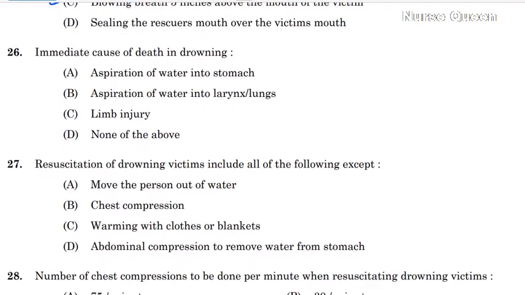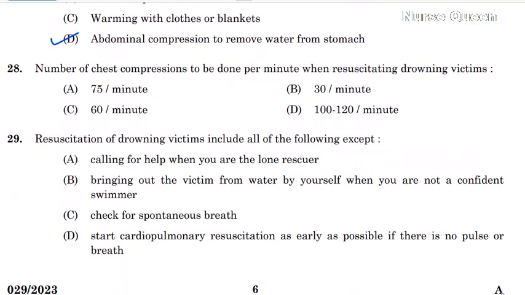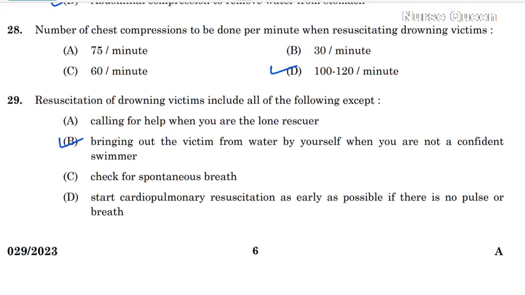Immediate cause of death in drowning, that is aspiration of water into larynx or lungs. Resuscitation of drowning victims include all of the following except abdominal compression to remove water from stomach. Number of chest compressions to be done per minute when resuscitating drowning patients, always 100 to 120 per minute. Resuscitation of drowning victims include all of the following except bringing out the victim from water by yourself when you are not a confident swimmer.